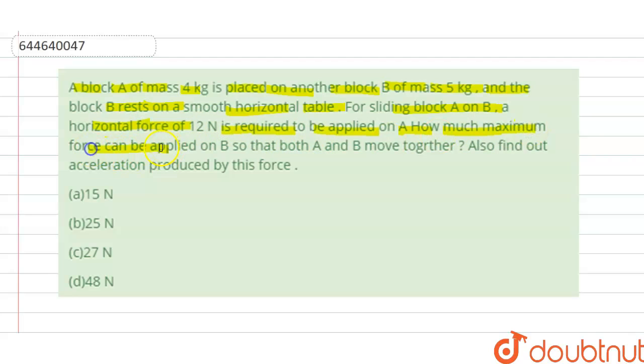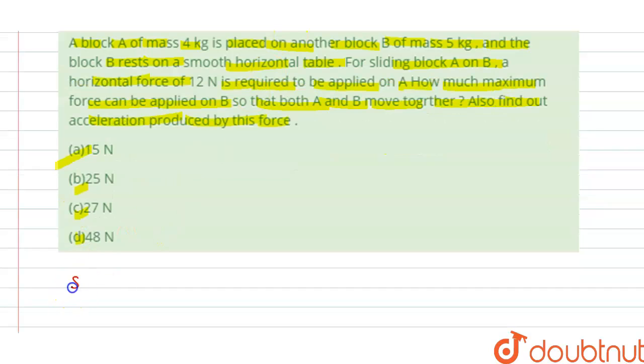How much maximum force can be applied on B so that both A and B move together? Also find out the acceleration produced by this force. Options A, B, C, D are given here, so we have to find which option is correct.